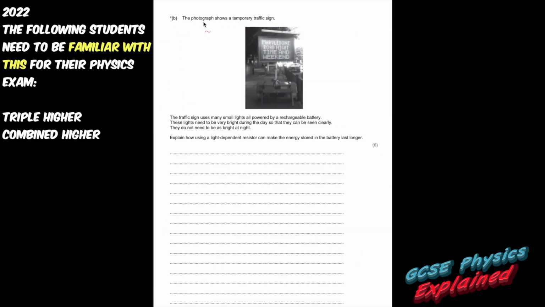Question B. The photograph shows a temporary traffic sign. The traffic sign uses many small lights, all powered by a rechargeable battery. These lights need to be very bright during the day so they can be seen clearly. They do not need to be as bright at night. Explain how using a light-dependent resistor can make the energy stored in the battery last longer.